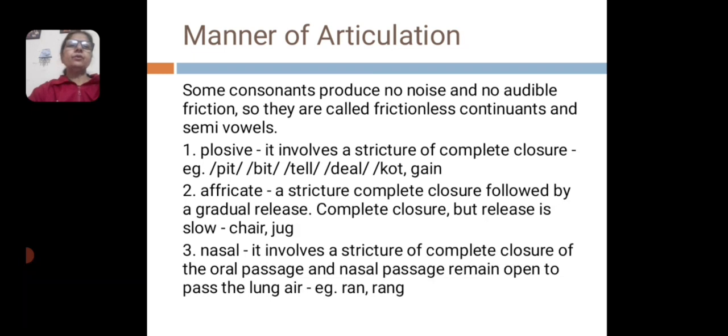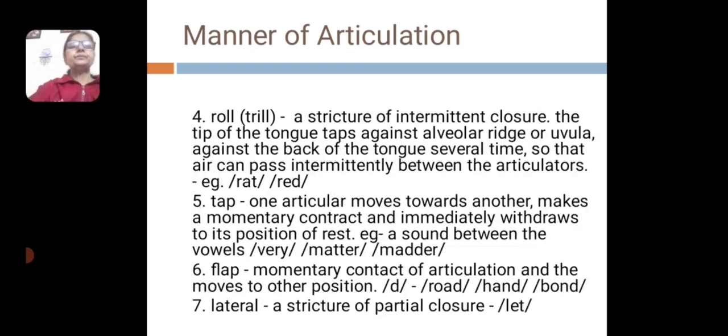In nasal, it involves a structure of complete closure of oral passage. Complete closure is there, and nasal passage is open to pass the lung air. Ran. We are speaking from the nose, run, rang. Sound is produced through the nose. Then comes roll. It is also called trill.